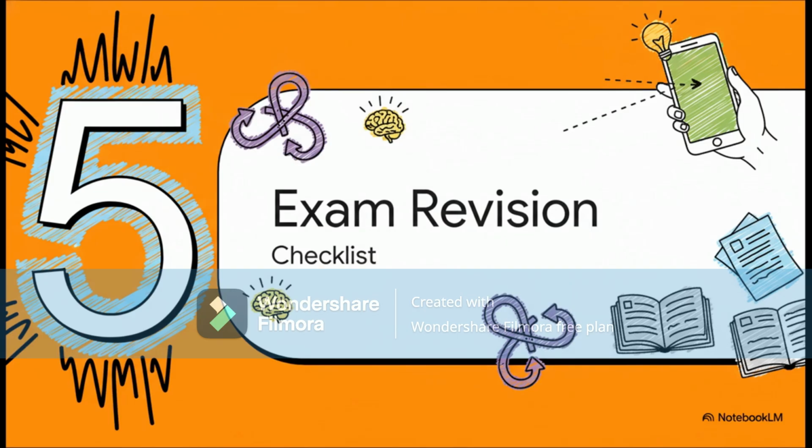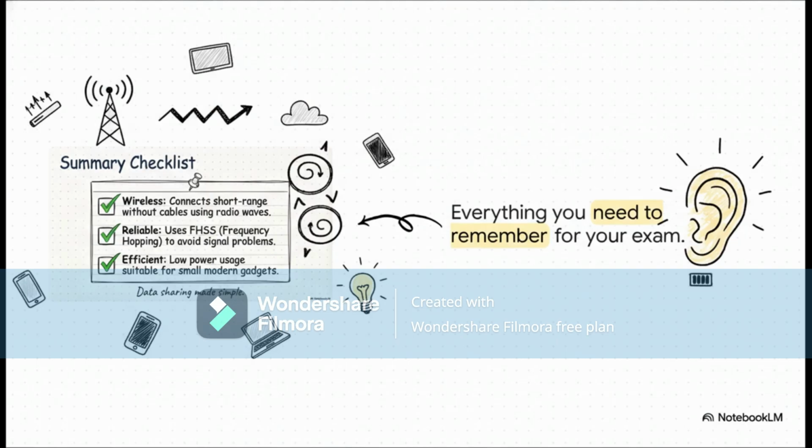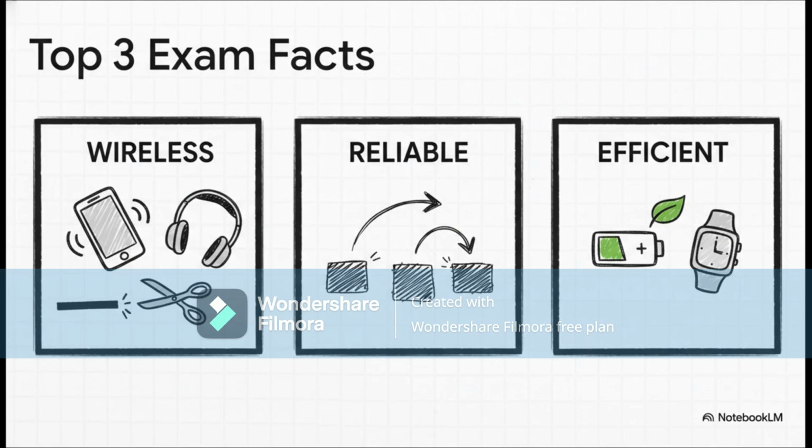Okay, let's wrap this all up and get you ready for any exam questions that might come your way. This is the part you're probably going to want to screenshot for your revision notes. Everything you need to know about Bluetooth really boils down to these 3 key ideas. Just remember these 3 words: wireless, reliable, and efficient. So to really lock this in for any exam questions, just remember the big 3.